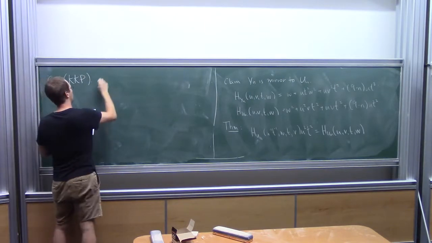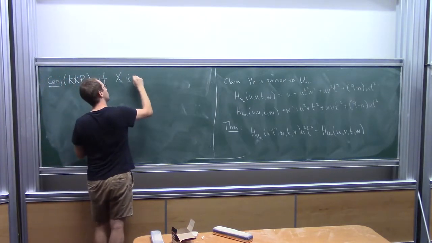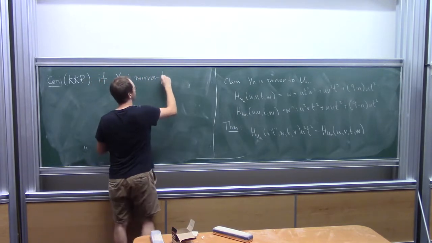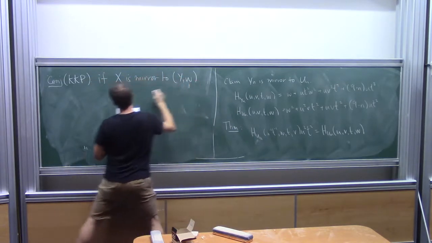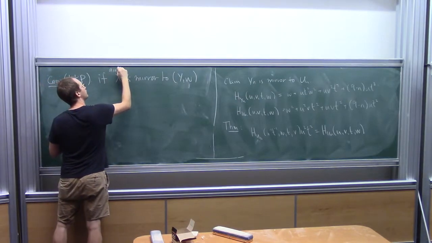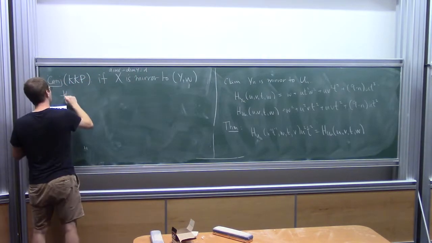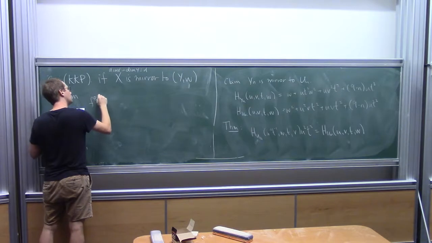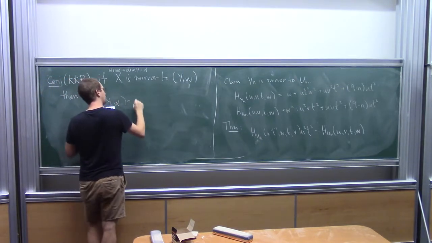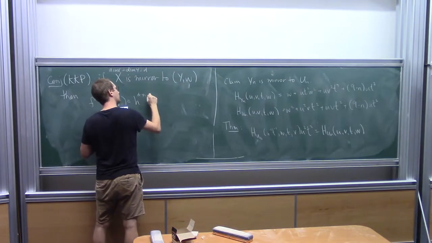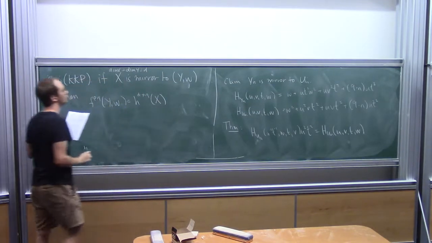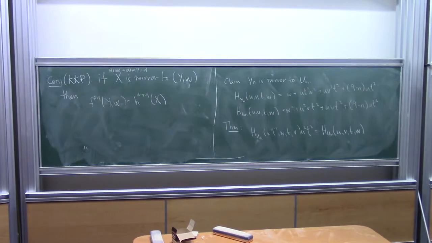So the conjecture is that if X is mirror to (Y, W), and the dimension of X and of Y is d, then f^{p,q}(Y, W) is equal to h^{d-p,q}(X). Okay. So the same sort of symmetry holds for the Landau-Ginzburg models and their mirror Fanos. Okay, so this is the conjecture.